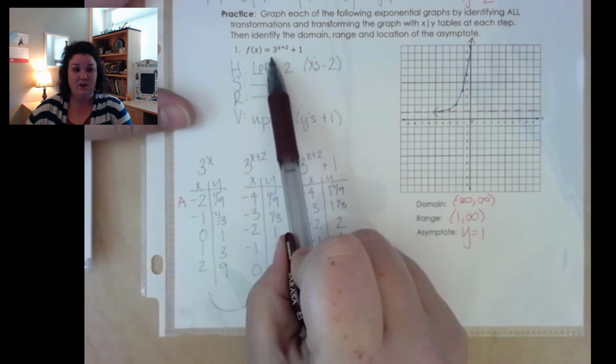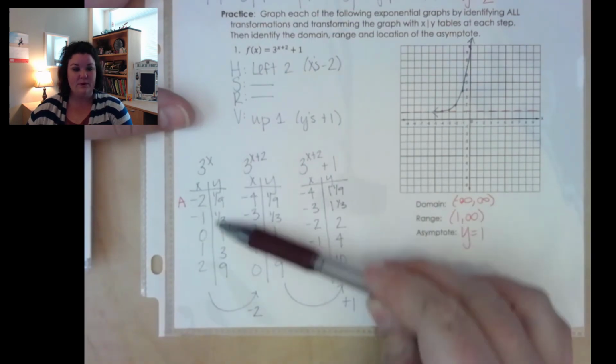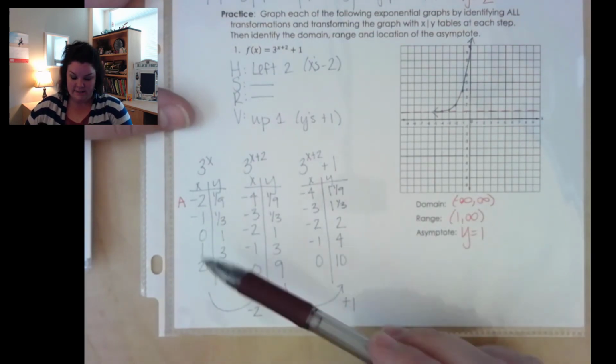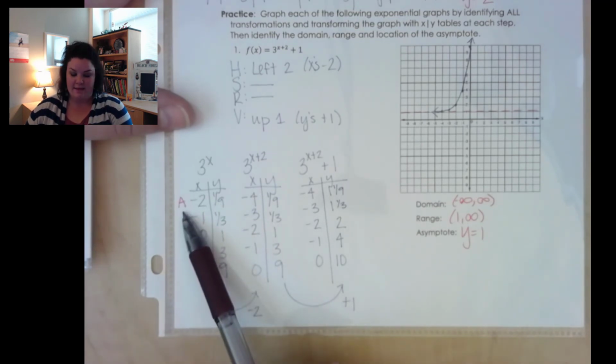All right, so on our first one, we have 2 shifts, left 2 and up 1. Our parent function that we're starting with is 3 to the x, because 3 is what has an exponent here. So you need to make your table with 3 to the x. And notice it's on the negative side that our y values are getting smaller and smaller. So that's where our asymptote is going to be. And then we just modify.